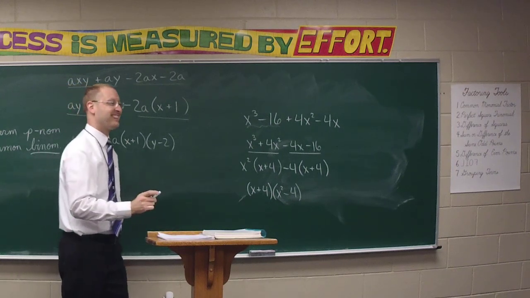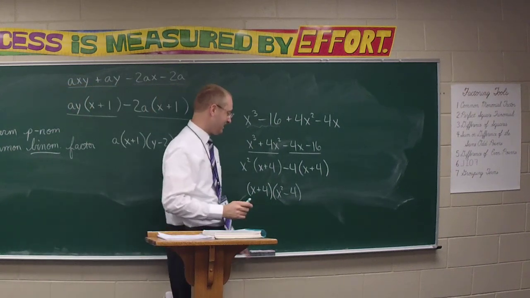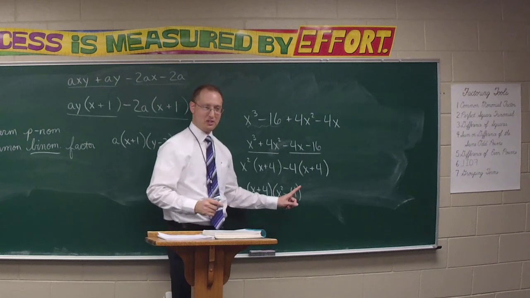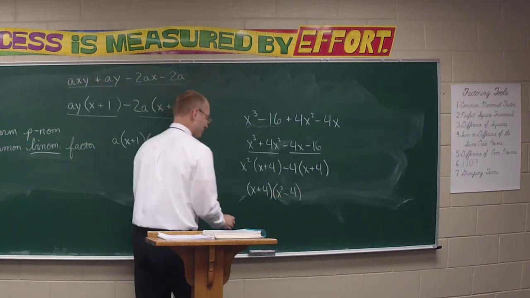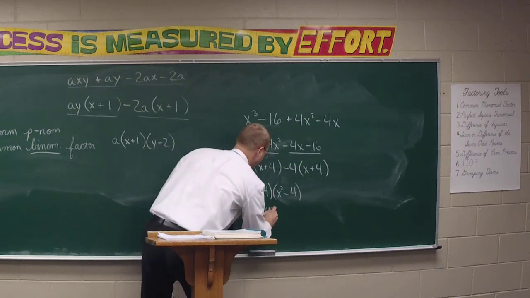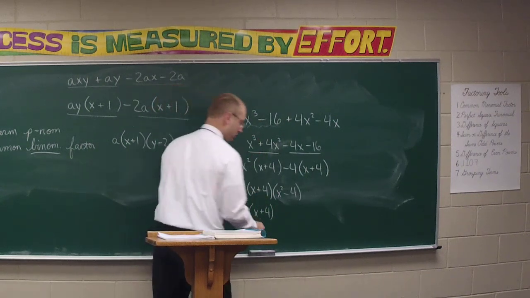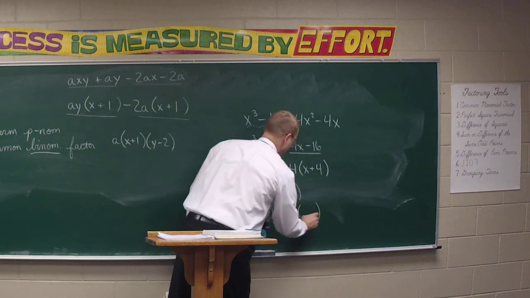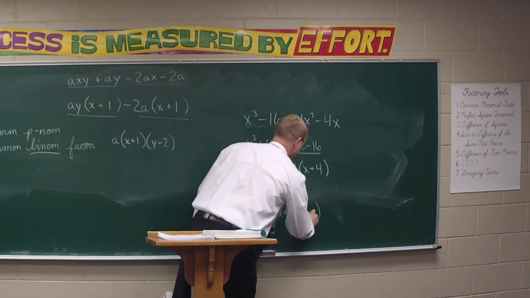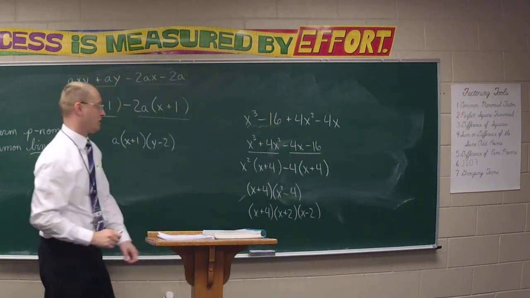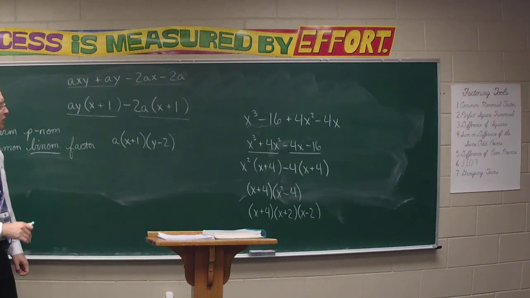Audrey? Another difference of squares factors into another sum and difference. So I'm going to keep the x plus 4 and then factor x squared minus 4, of course, into x plus 2, x minus 2. And there's my completely factored answer.